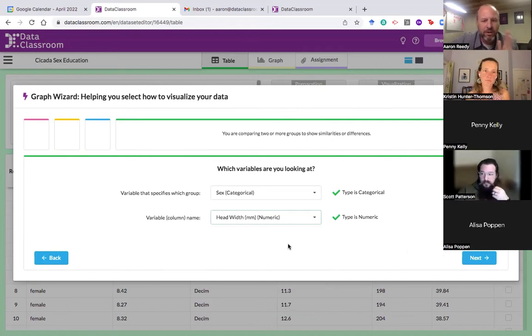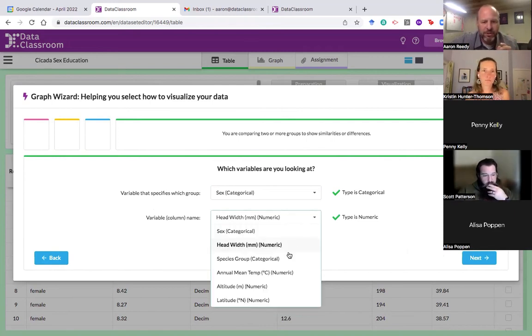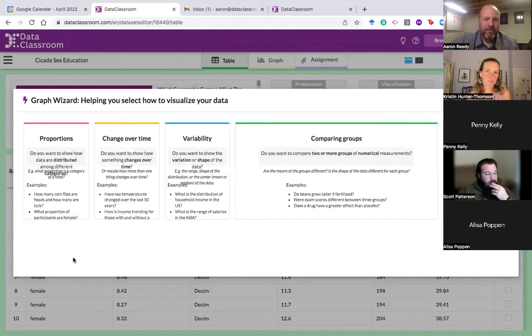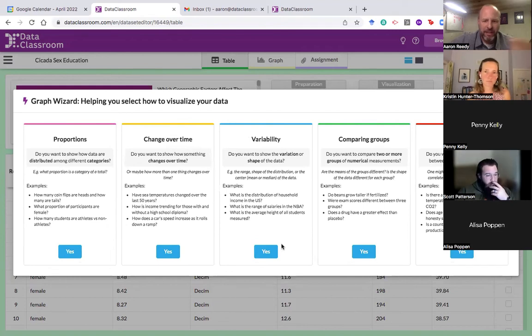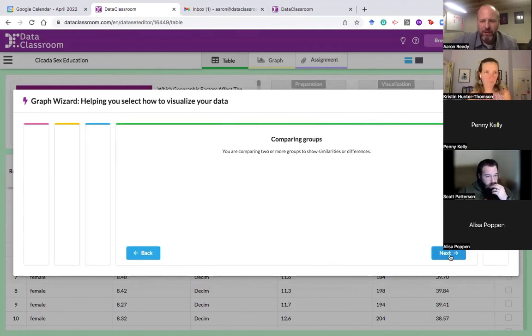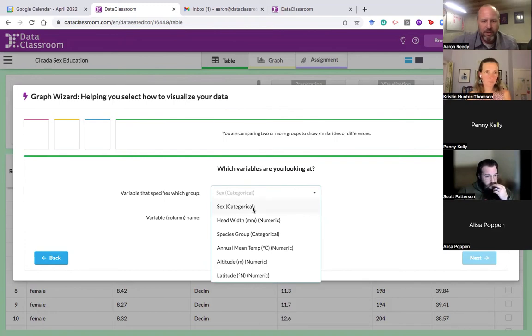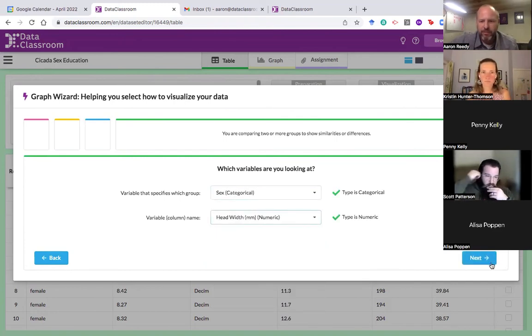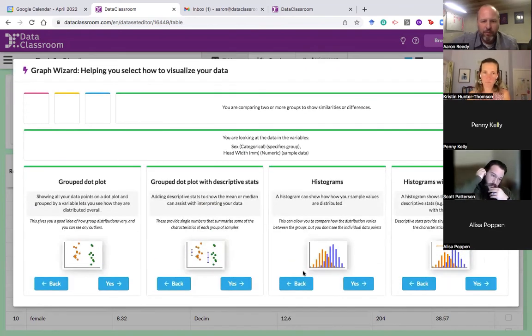And you can see if I were to choose species group here, it would indicate that for this path, this variable must be numeric. And at this point, I can either change it, or I could back up and go back to the beginning and go back down the path. But I'm just gonna quickly go forward in this. We'll compare sex, and we'll compare head width as the variable of interest here. And then we go forward, and it shows you, okay, here are 4 variations of graphs that you could make.